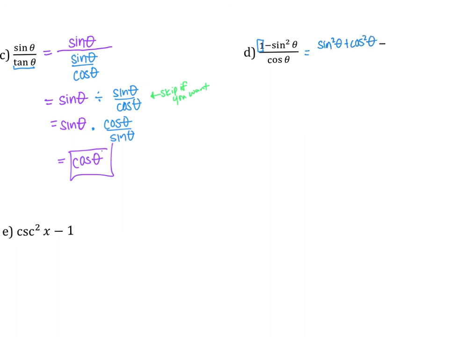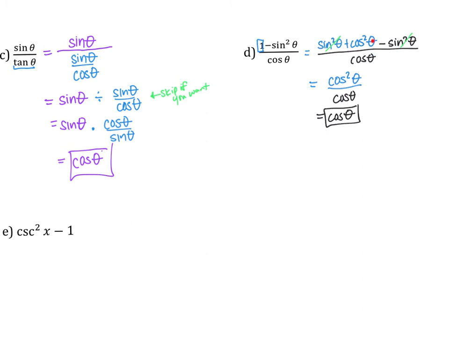Which looks worse, but I'm going to minus the sine squared theta over cosine. Once I get here, it's obvious that the sine squareds are going to cancel. If they didn't cancel, then I wouldn't have done that substitution. I would go back and think of another plan because that one wasn't working. Now I have cosine squared theta over cosine, and I can cancel out one of the cosines and I end up with the cosine of theta. That's my simplified answer.